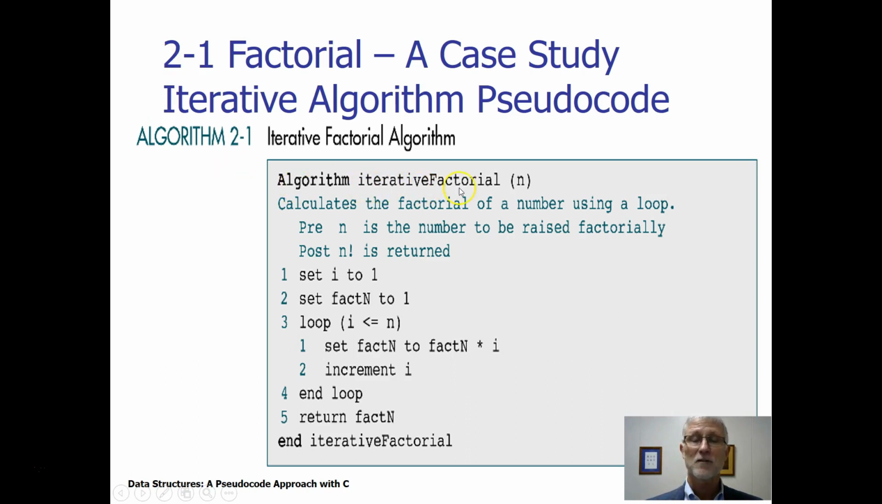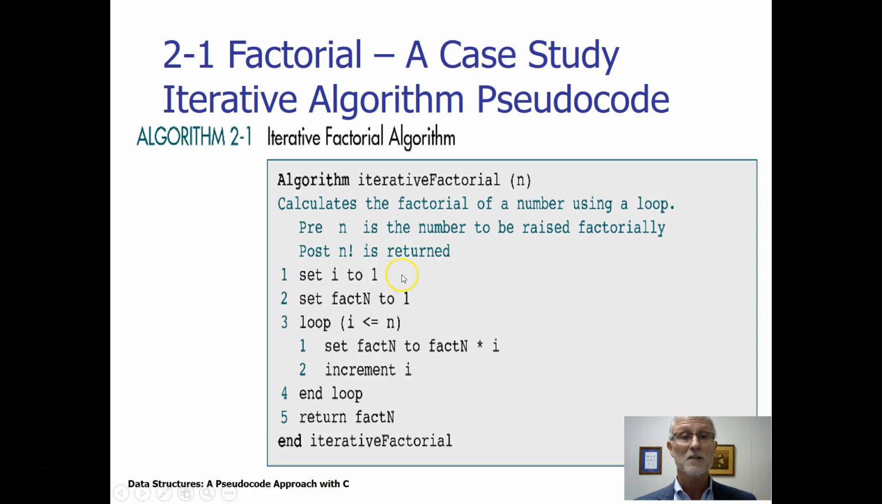So here you've got a title. Of course, you can make sure the title is interesting, or at least explanatory, and a description as to what happens. So it calculates a factorial of a number using a loop. So it's going to be iteration, not recursion. I've got a precondition, where n is the number that's raised factorially, and a postcondition that says I'm actually going to return that final value, that n factorial.